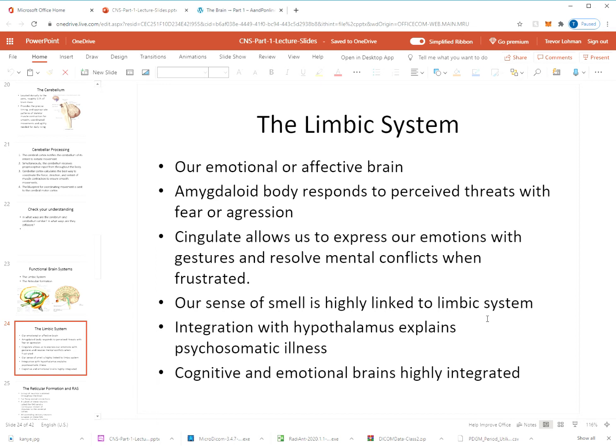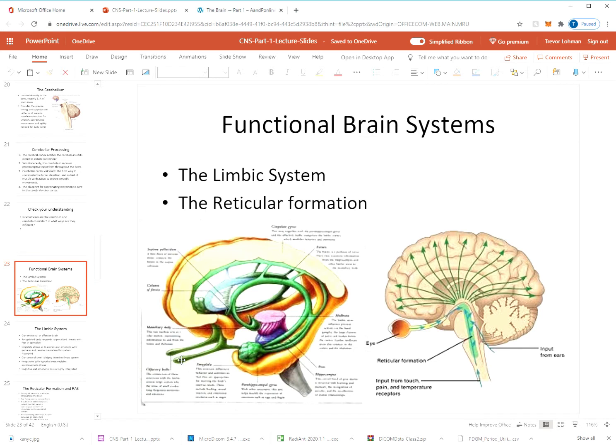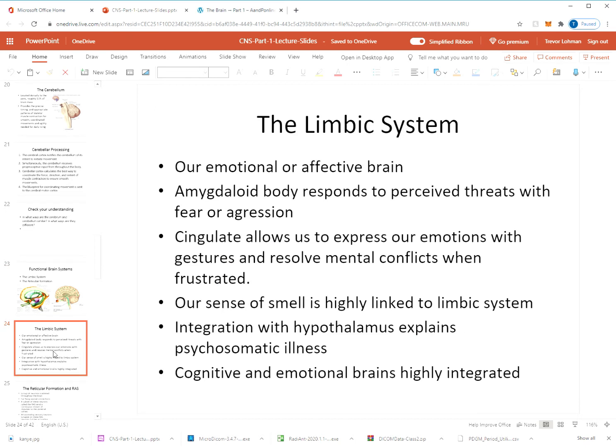Anyway, our sense of smell is highly linked to the limbic system. If we go back and look at this last picture, these two things right here are your olfactory bulbs, and that's cranial nerve 1. They feed directly into your limbic system. It doesn't go through the thalamus like your other senses, which is pretty interesting. And that's why they say smell can make you emotional.